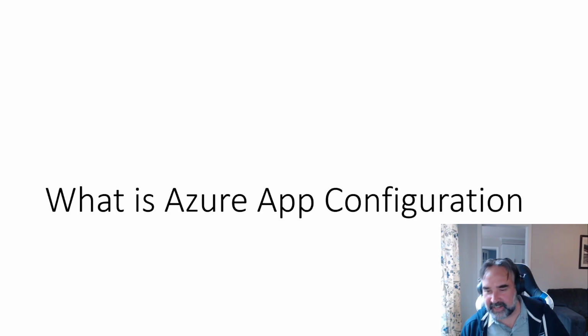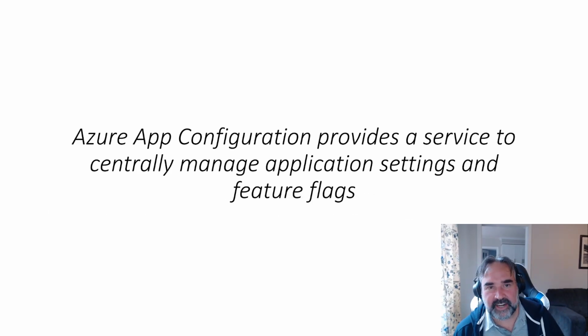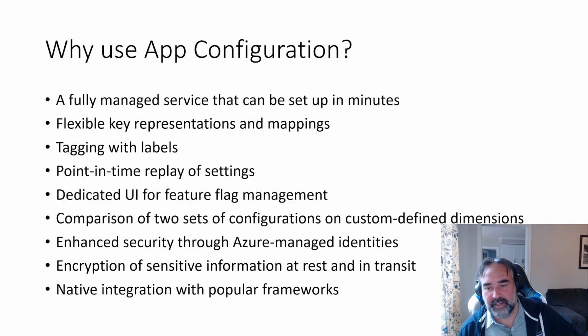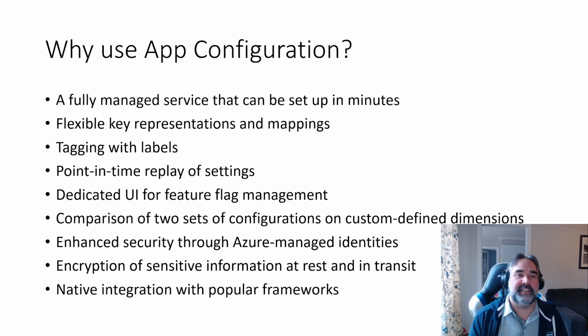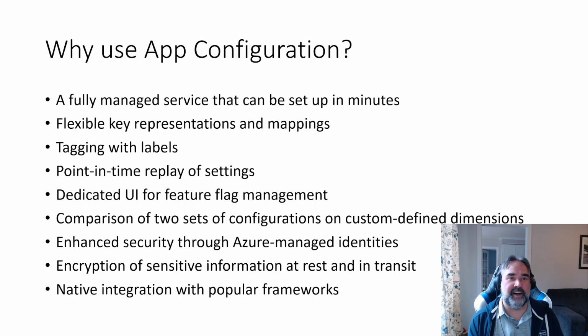Okay, so what is Azure App Configuration? Azure App Configuration provides a service that's centrally managed and allows you to store your application settings and do feature flag management. Why would you want to use Azure App Configuration? Well, as I said, it's a fully managed service. You can set one up in minutes. It's very flexible in terms of key representations and mappings. It provides options for tagging, and with labels, and I'll also show you that when we get to the demo.